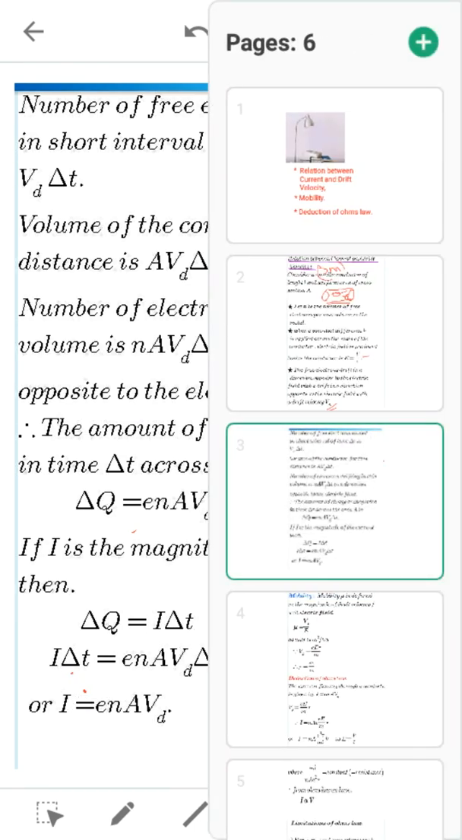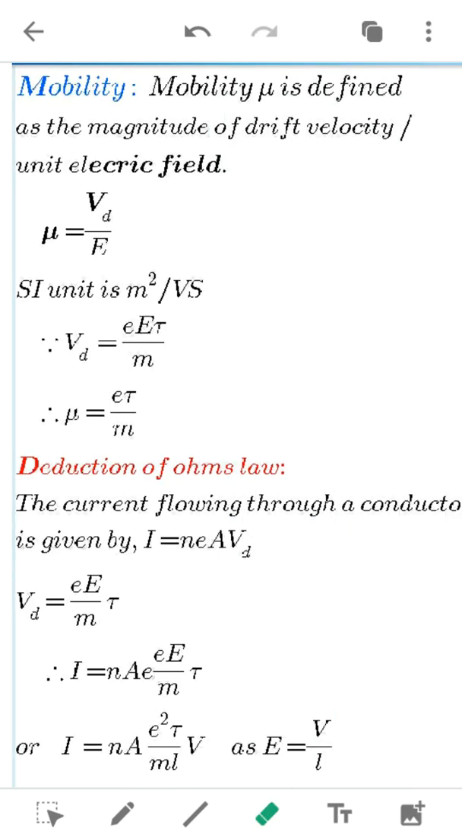So next we will move on to mobility. What is meant by mobility? Mobility is nothing but the movement of the charges in a unit in a conductor of length L. Equation-wise, mobility is defined as, and the symbol taken for mobility is mu. Mu, or mobility, is defined as the magnitude of drift velocity per unit electric field. So mu equal to Vd by E.